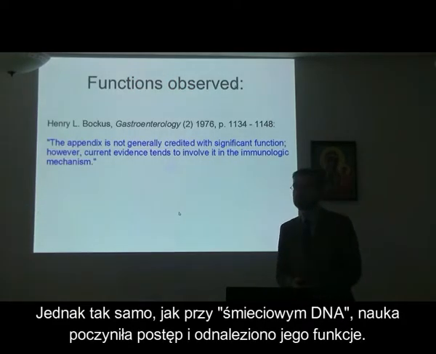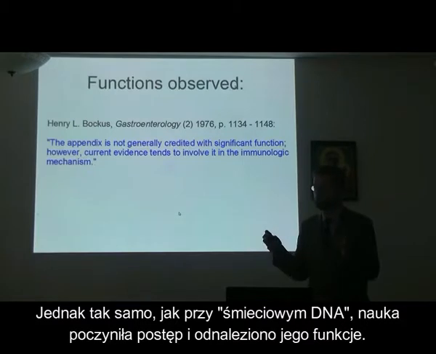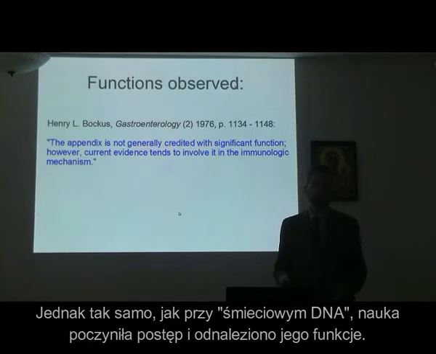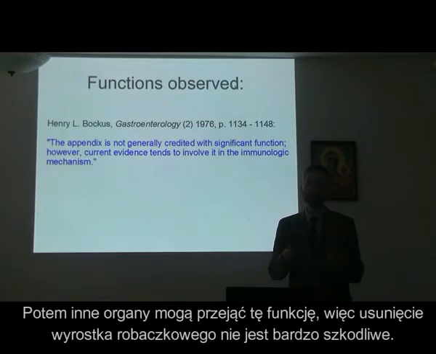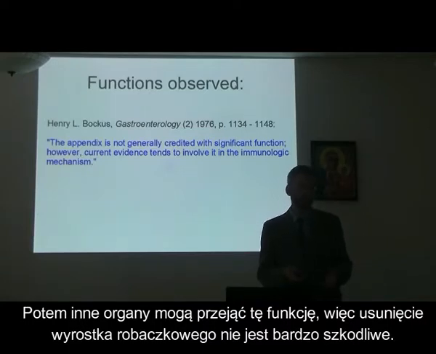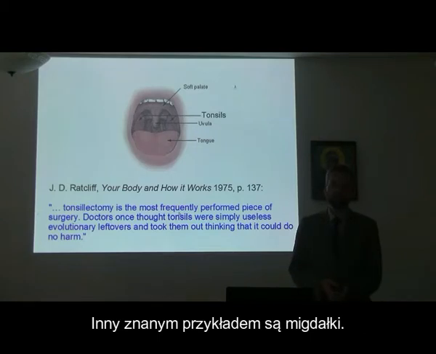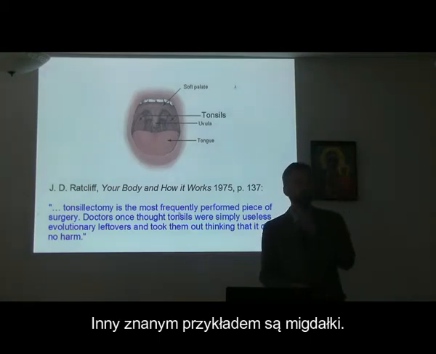However, in the same way as with the junk DNA, science has progressed and functions were found. We know now that the vermiform appendix is important for the immune system, especially in the first 10 years of our life. Later, other organs can take over this function, so it's not very harmful to remove the vermiform appendix. Another famous example are the tonsils.